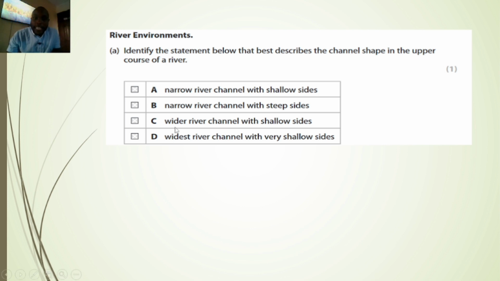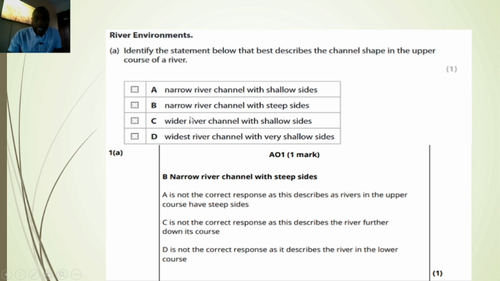Then we have wider river channel. No, that is for downstream or lower course. And then shallow sides, that is when we talk about the downstream. And then widest river channel downstream. So it's making everything wrong. So the answer here is B. All right. So B, that's the narrow river channel with steep sides.